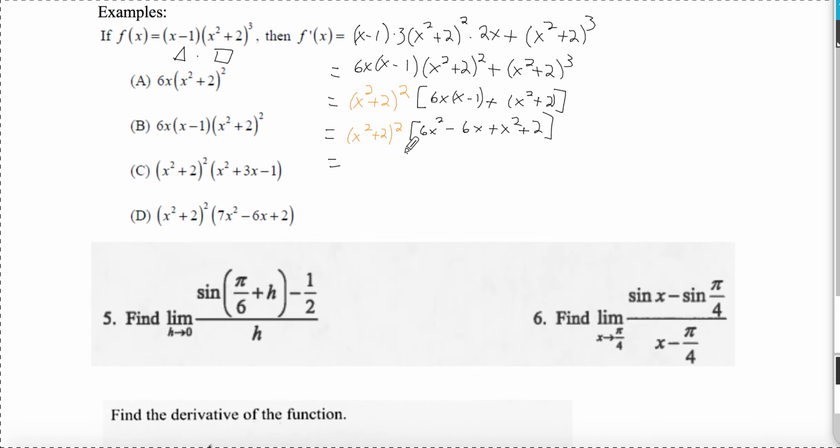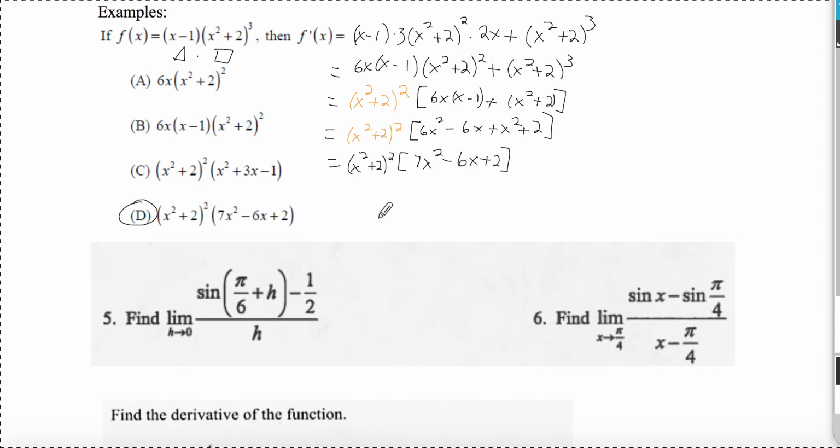Clean up a little bit more. 6x squared plus x squared will give me 7x squared minus 6x plus 2 when I combine like terms. I want to get rid of the color coding now because I should be about done. This will be x squared plus 2 squared. All right, and look, we get D here.